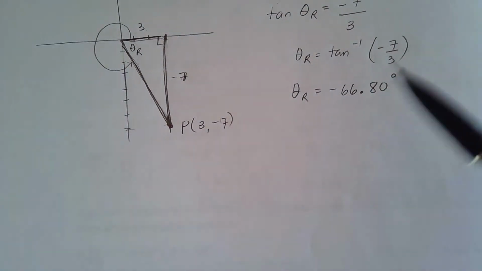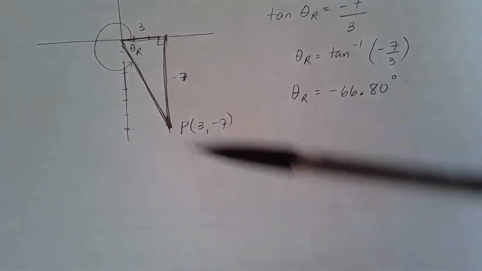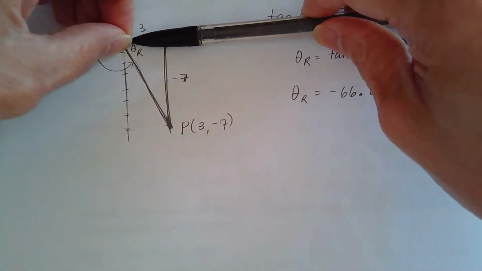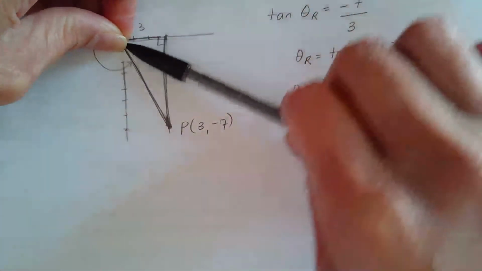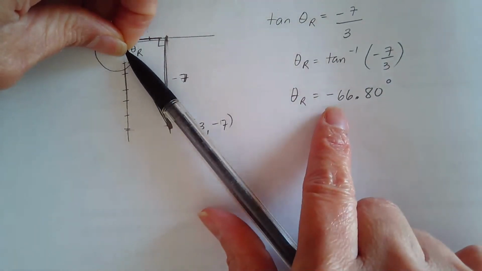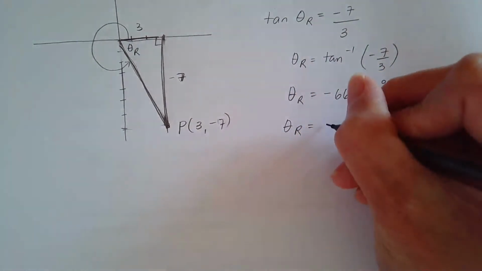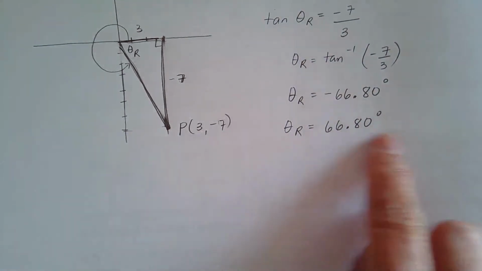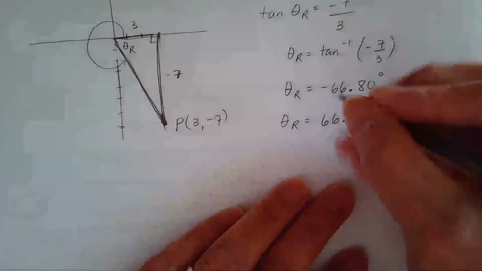Again, our calculator doesn't know that we're calculating the reference angle. It's saying that from this initial arm to this terminal arm, we can rotate 66 degrees clockwise. That's why it's giving us a negative. So in this particular case, we know theta r is going to be a positive 66.80, because remember, theta r is always positive. Our reference angle is always positive.